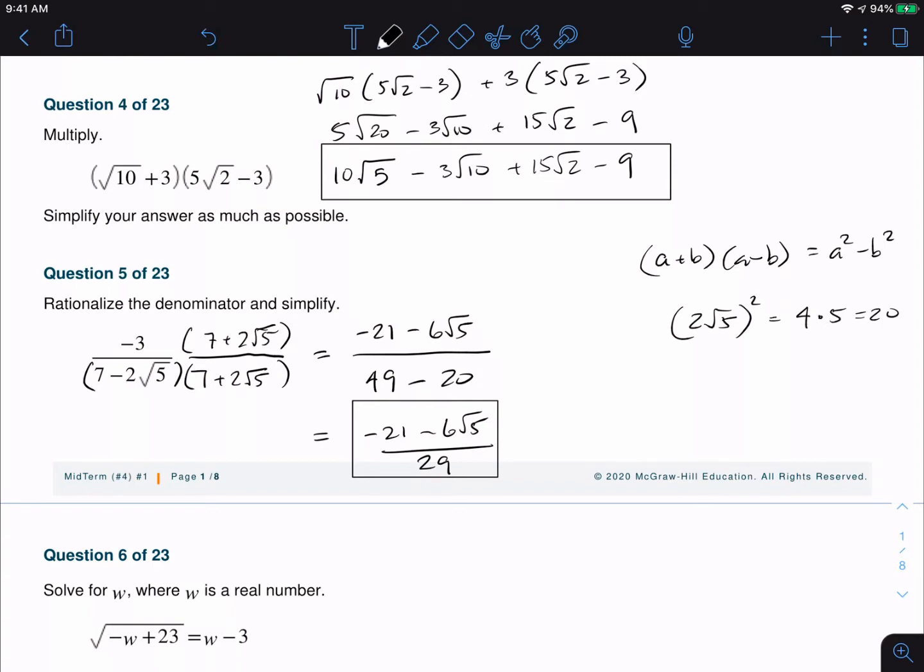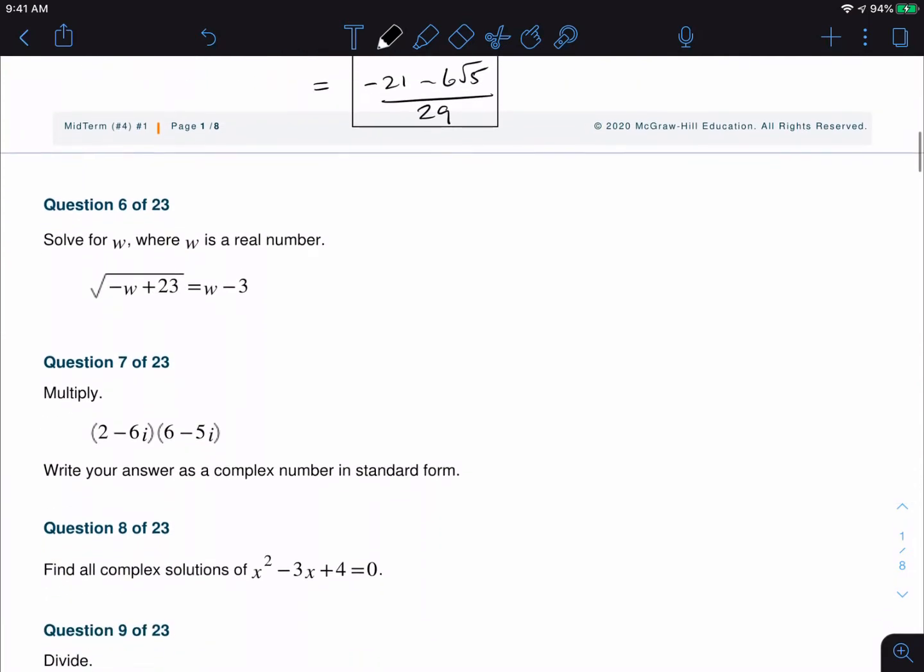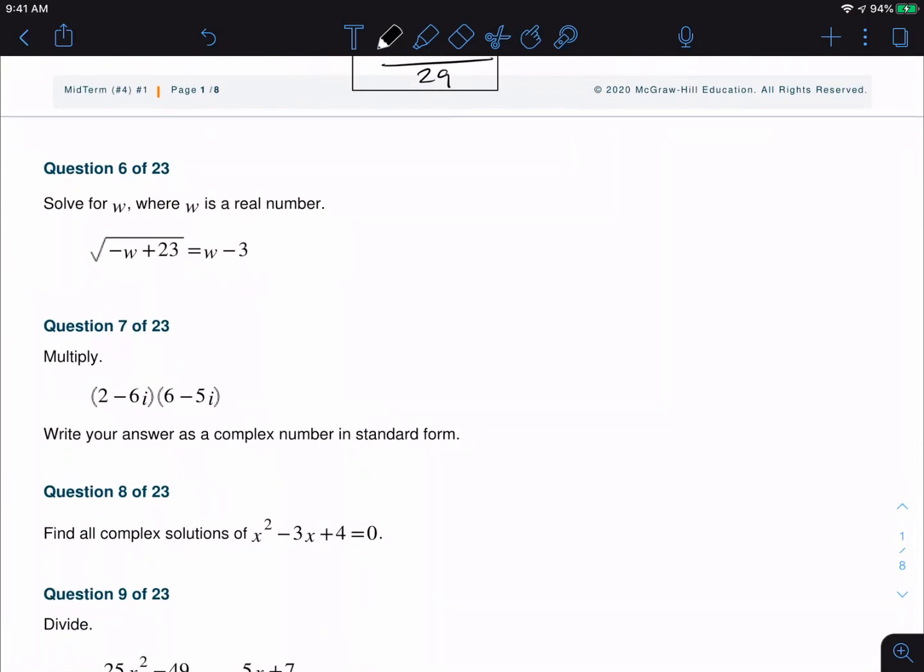So there's that answer for number 5. Okay, so now going on to number 6. So this problem is actually pretty nice because the root is already isolated. I can square both sides. So my very first step in this problem is to square this side and then square this side. So that's going to give me negative w plus 23 is going to be equal to that side expanded, which will give me this.